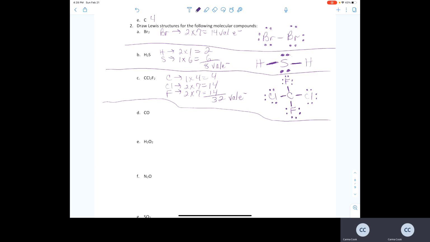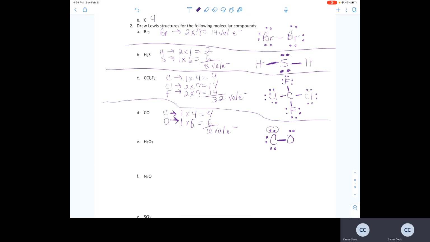Next, we have carbon monoxide, CO. Carbon, there's 1 of them in group 4. And there's 1 oxygen, which resides in group 6. And so that's 10 valence electrons total. We put the carbon and the oxygen next to each other, bonding them with a single bond. So we've already put in 2 of the 10. So we have 8 remaining. So 2, 4, 6, and 8. So we've got a total of 2, 4, 6, 8, 10.